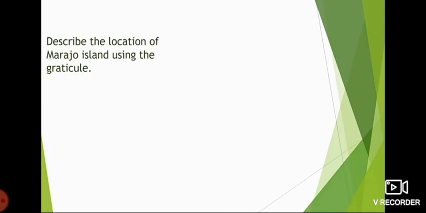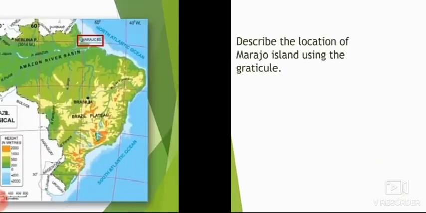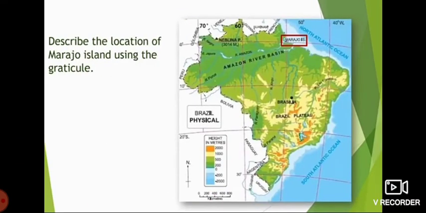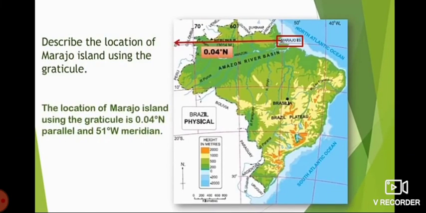Now we have to locate the location of island, means we require only one latitude and one longitude. So see here, the red box represents the Marajo Island. Now we will require its latitudinal extent. So see, first the red arrow is representing the latitudinal extent. It is exactly above 0 degree, little above. So you can say it is 0.04 degree north. Getting?